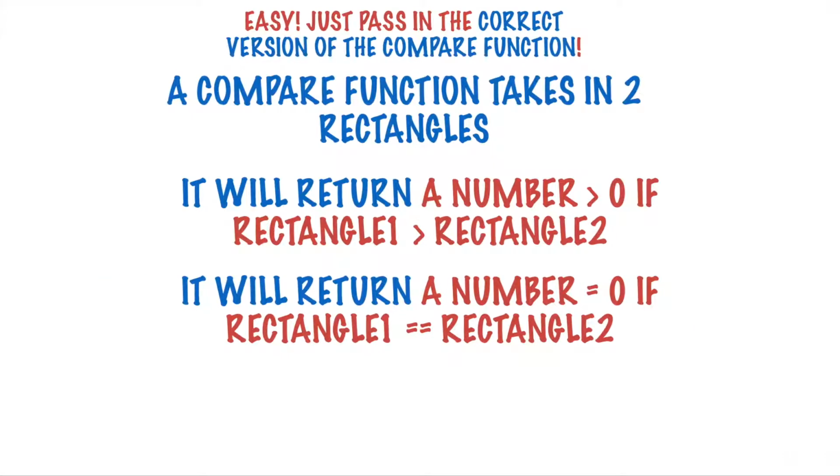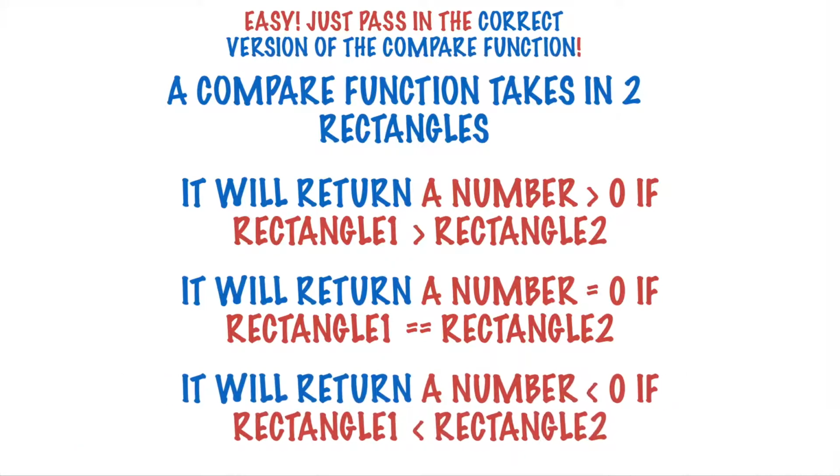It will return a number equal to 0 if rectangle 1 is equal to rectangle 2. Again, the equal to can be on the basis of its length, breadth, or area. The compare function will return a number less than 0 if rectangle 1 is less than rectangle 2. This is the standard format of a compare function in any programming language. This is just an aside for you to know how the compare function works so that the rest of the code makes much more sense.